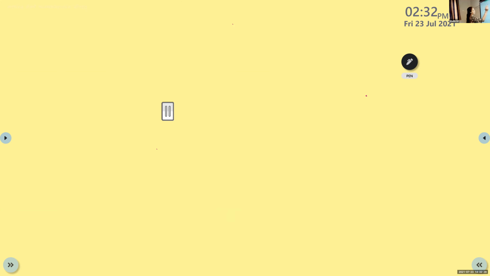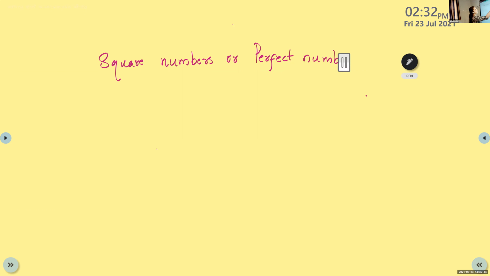If you want, you can write the definition, square numbers or perfect squares. What is the name of the chapter? Squares and square roots. Very interesting chapter it is. Square numbers or perfect squares. Chapter number 3.